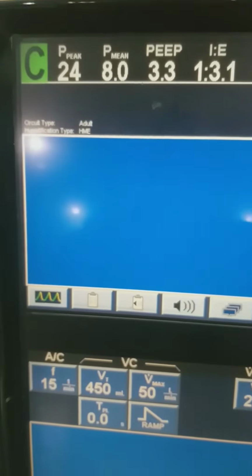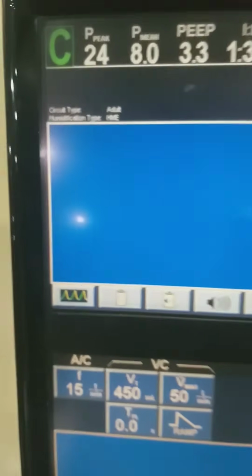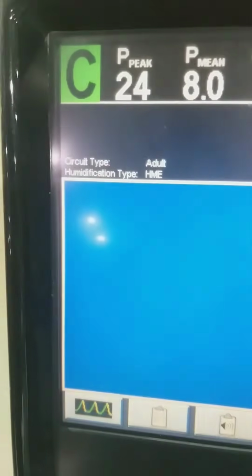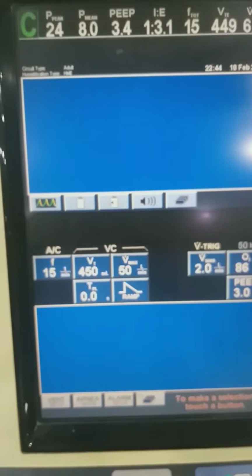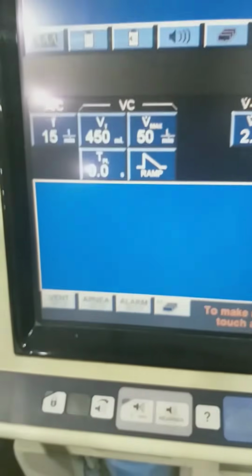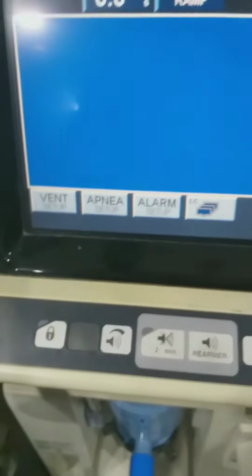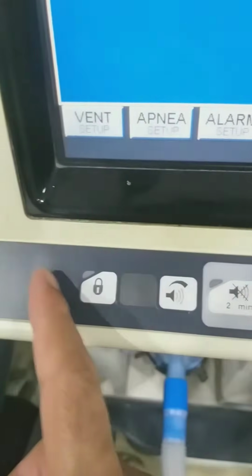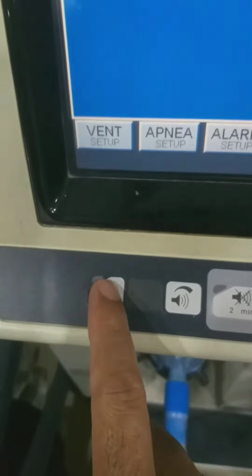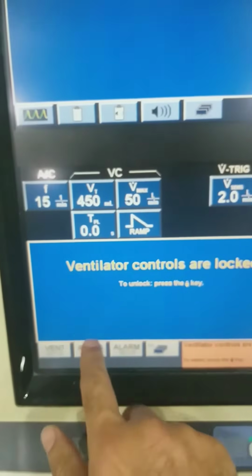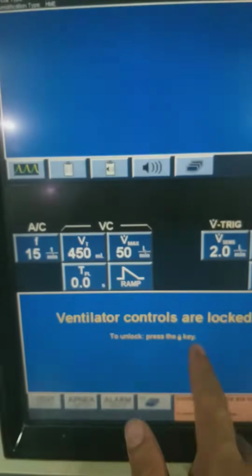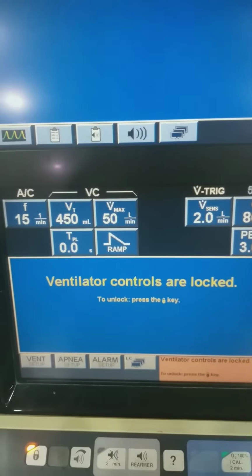So after this, if we try to focus, these are the controlled breaths. So this is the main screen of the machine, and this is a lock. Once you push it, it will be locked and no one can change the setting. So the ventilator controls are locked. Even if you push the button, you won't see a change there. So you will have to first unlock it.